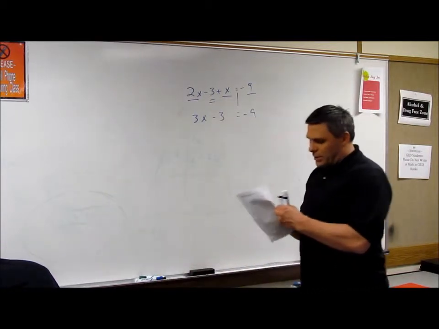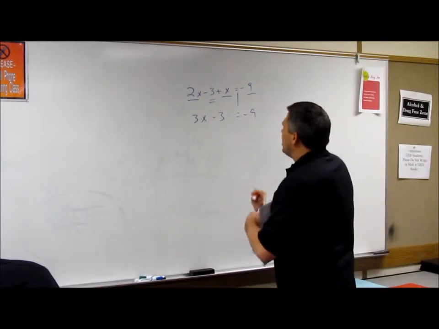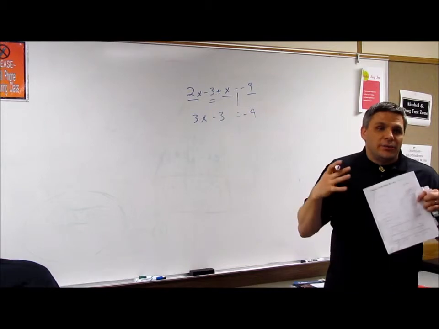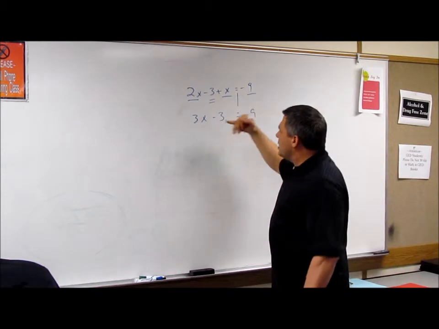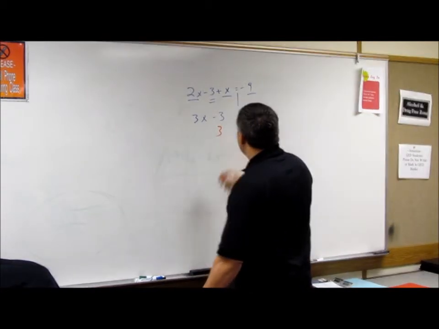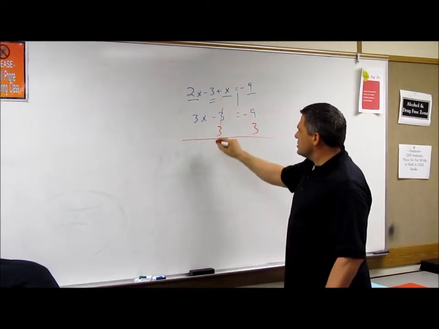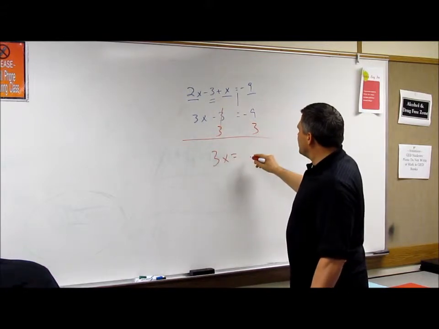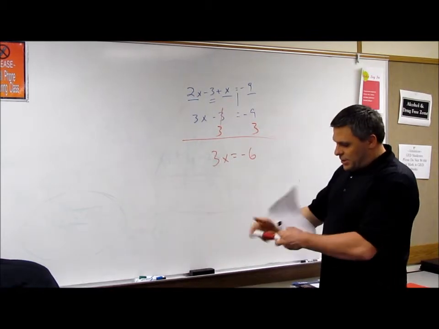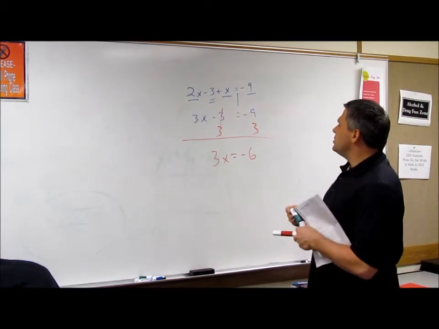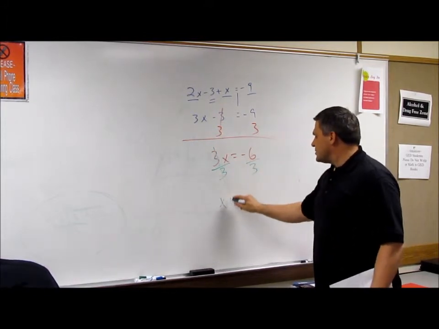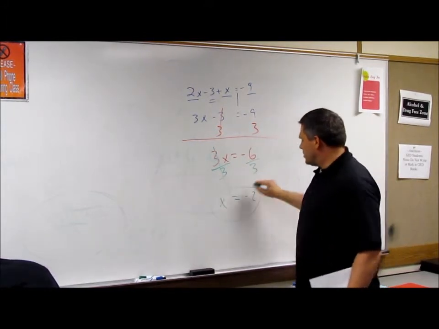I'm going to add whatever's adding to the variable. Do the opposite. I'm adding a negative 3. So I'm going to add a positive 3 to both sides. Cancels. 3x equals negative 6. Okay? So, I'm going to divide by 3, bam, x equals negative 2. Done.